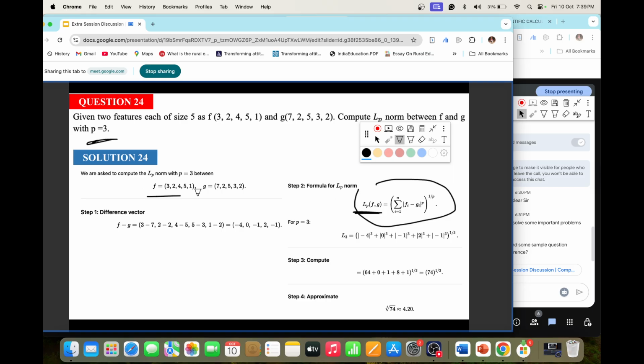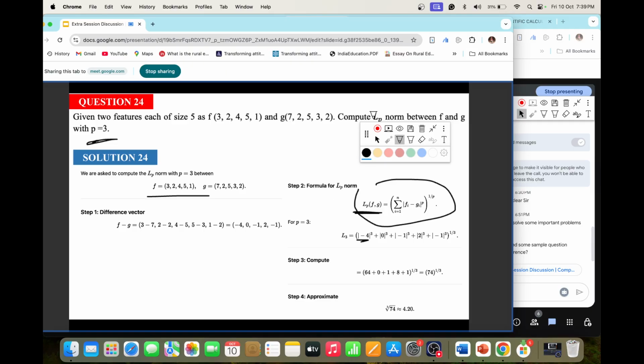F and g are already given, so just do fi minus gi. Here i is nothing but the index value, like f1 minus g1 is 3 minus 7. That is minus 4. Minus 4 cubed, because p is 3. Similarly 2 minus 2, like this. Again a very easy question, but an important question.